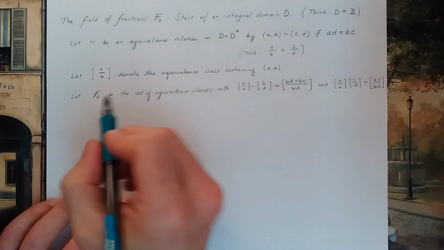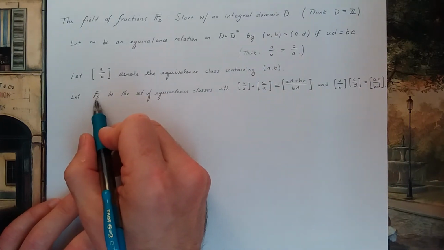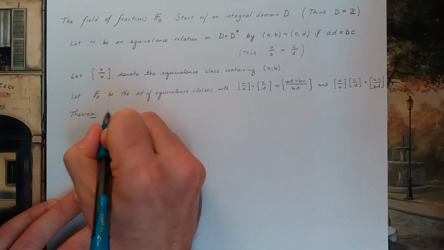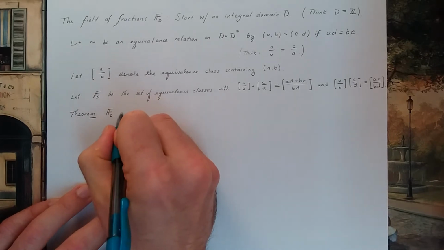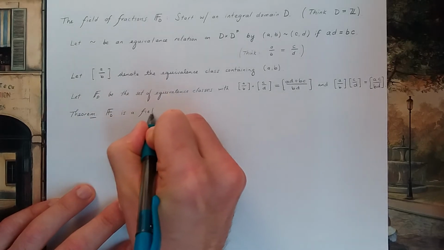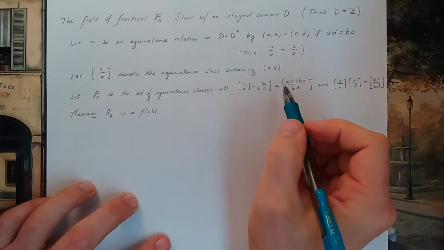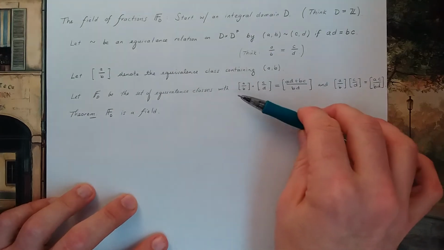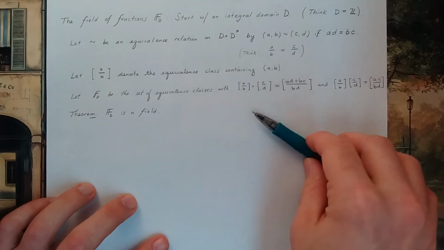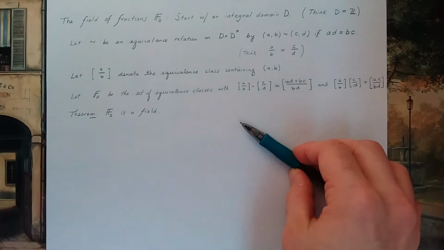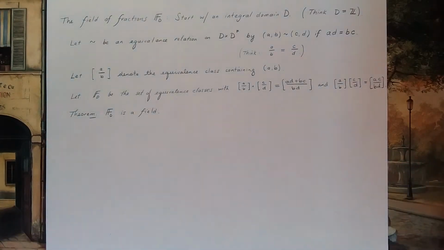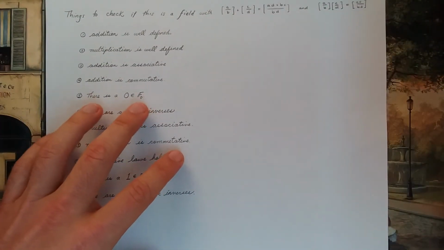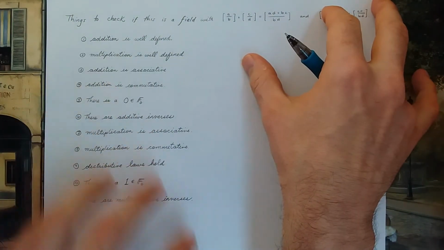Okay, I claim that this F sub D is indeed a field. So you have an addition, a multiplication, you have a set. To verify something's a field, there are a lot of details to check. And in fact, there are so many details to check, I'm not going to check them all. I wrote down on this page all the things that you need to do to verify that you indeed have a field.